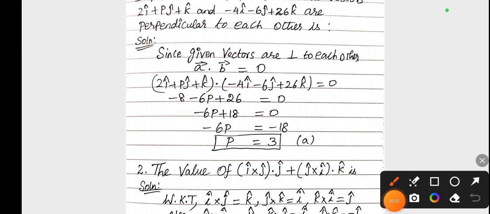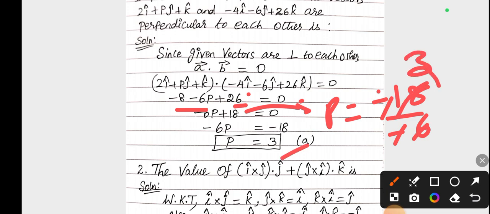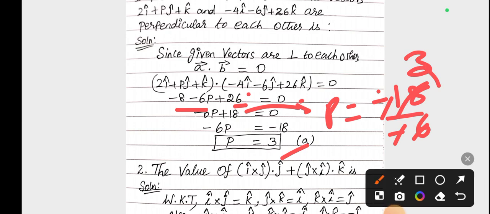What you will get now: minus 8 minus 6p plus 26 equals 0. Simply the dot product, A vector dot B vector, equals 0. Minus 8 and plus 26 gives plus 18. After simplification, plus 18 goes to the other side as minus 18, and p equals minus 18 by minus 6. Cancel the negatives, and 6 3s are 18. So we get p equal to 3, and this is an MCQ they have asked.